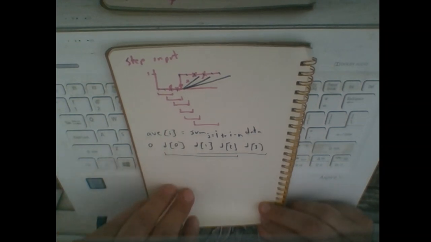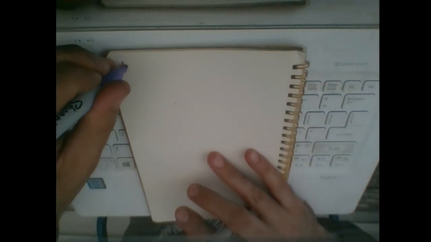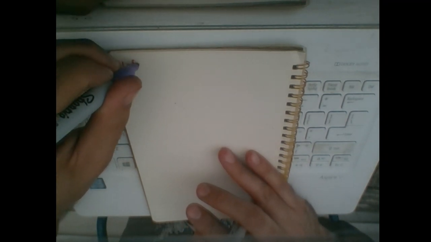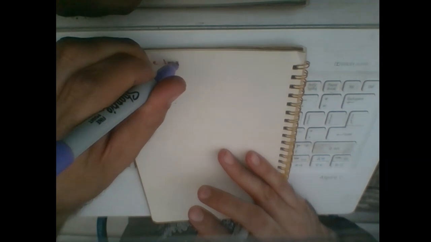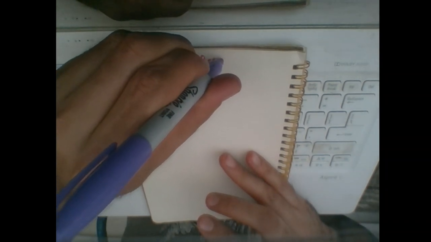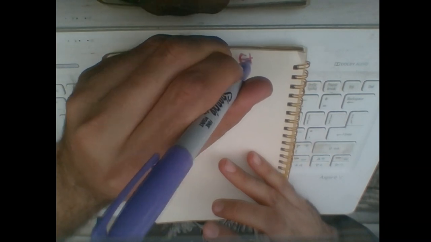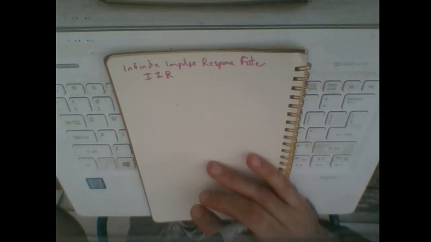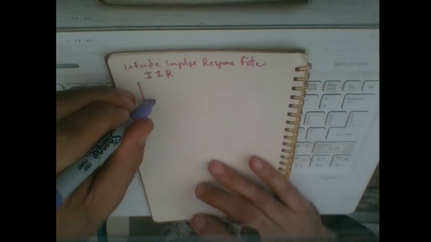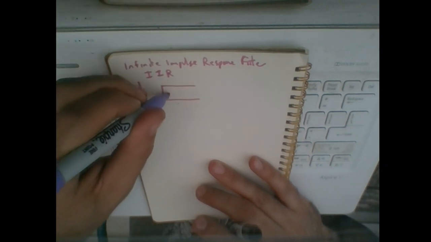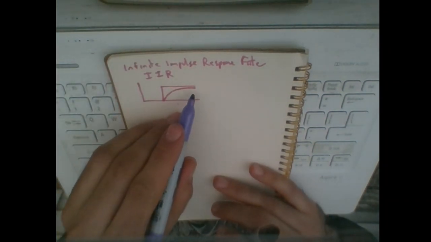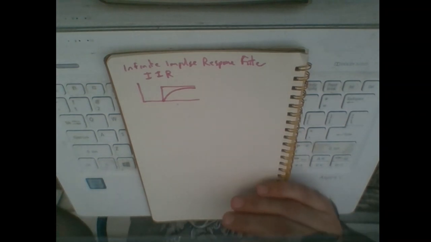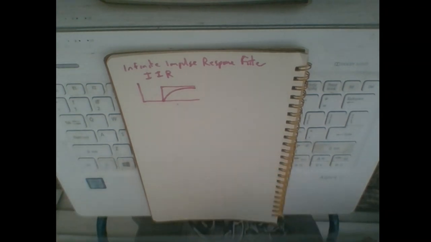Okay, so that's the moving average filter. Let's talk about another filter that has a little bit less math. And that will be the infinite impulse response filter, or as it's usually called, IIR. So an IIR filter is very similar to an RC filter. So the response to the step on the IIR is going to be some kind of RC curve, and it's never really going to get to the final value, kind of like an RC filter really never gets to the final value.